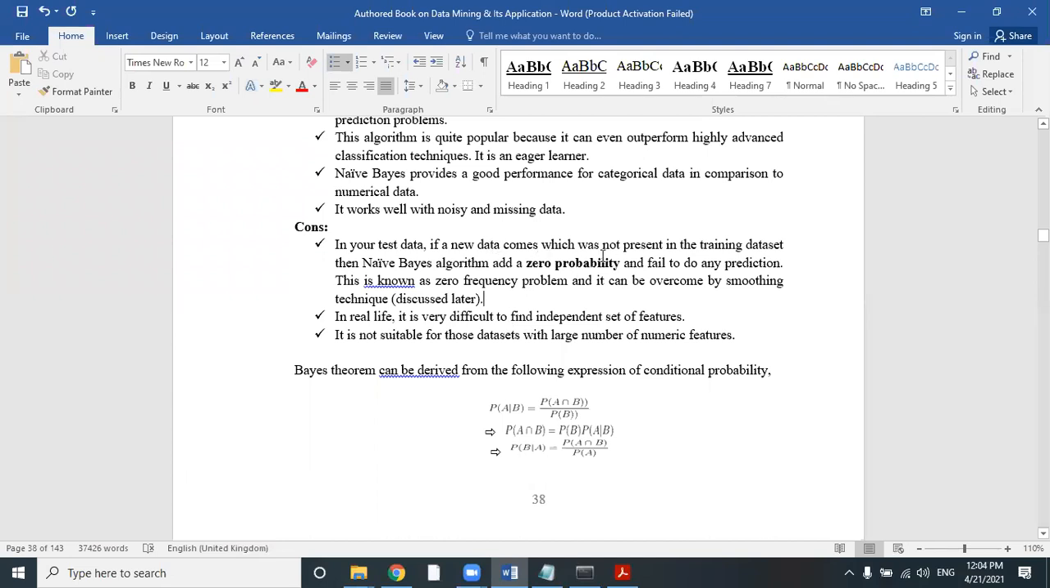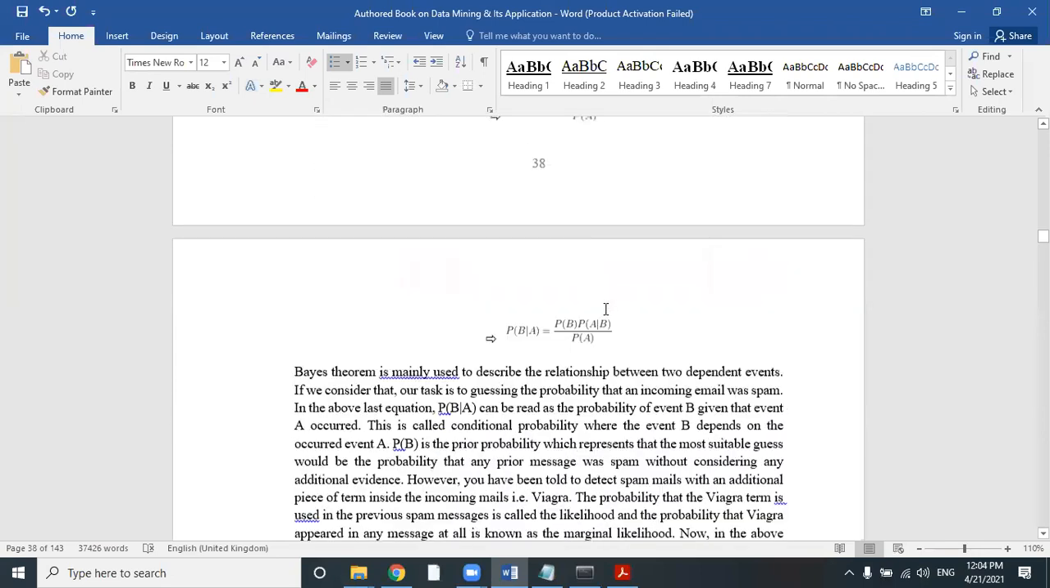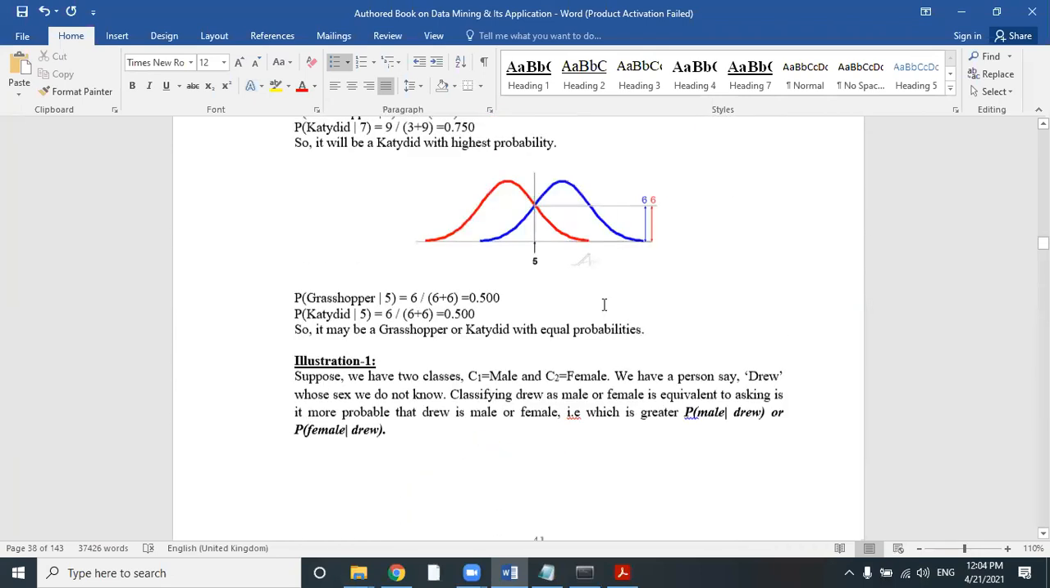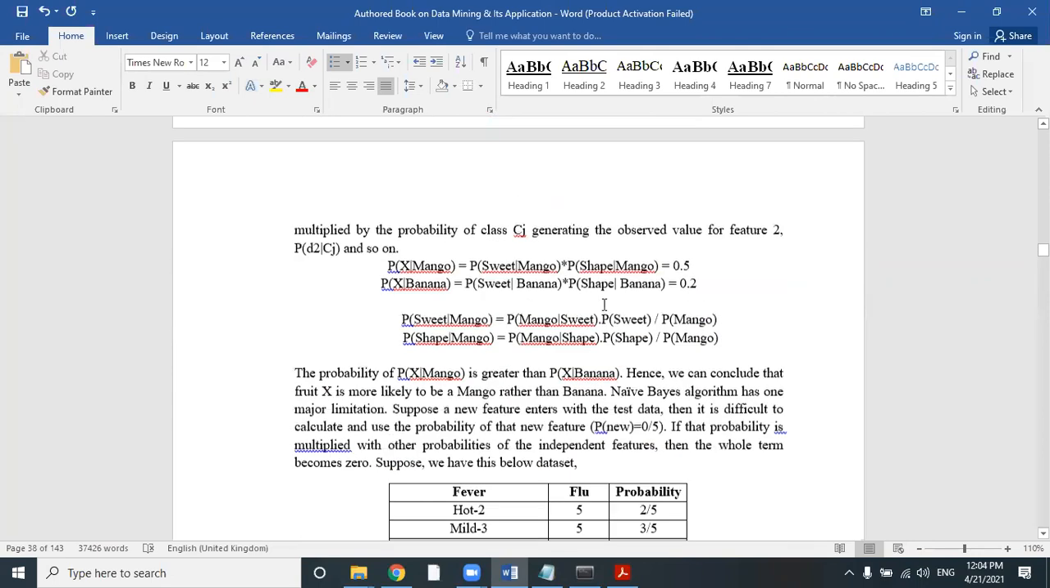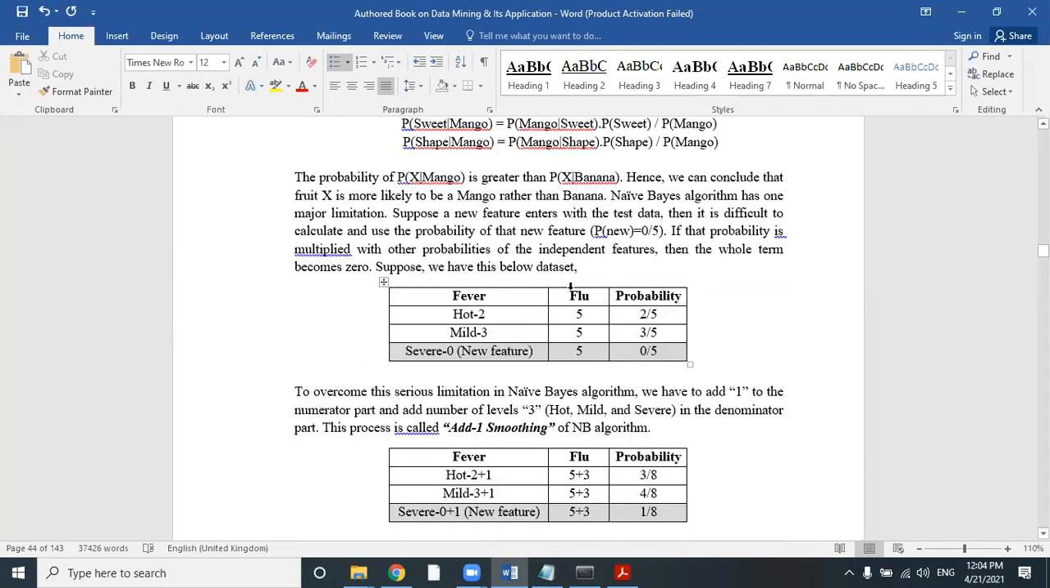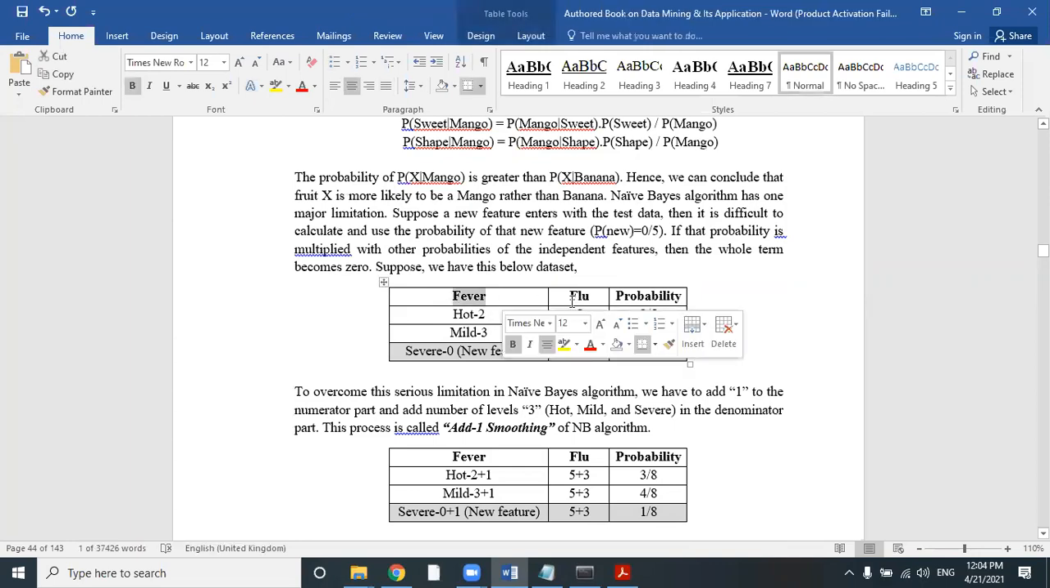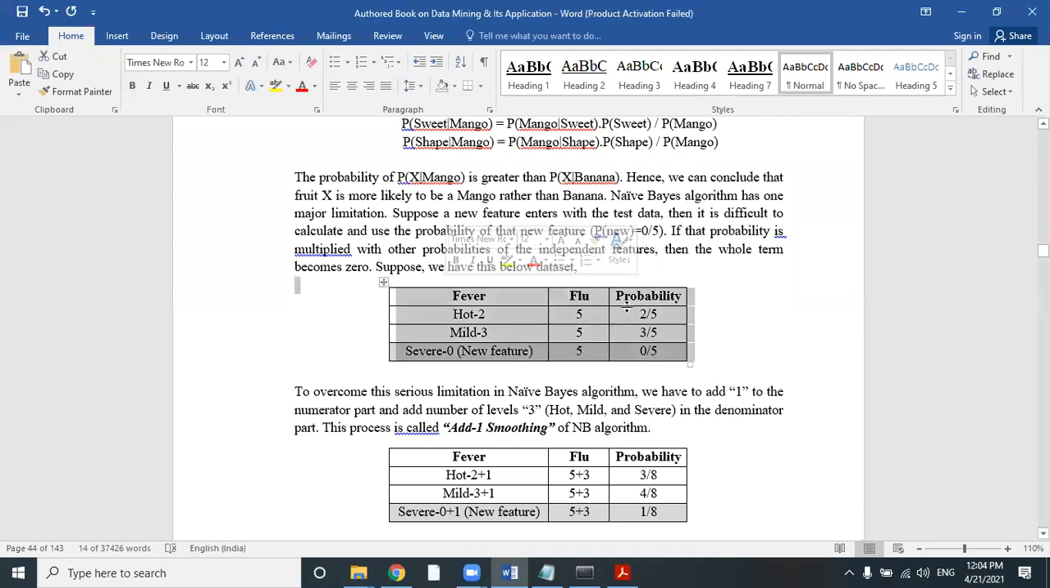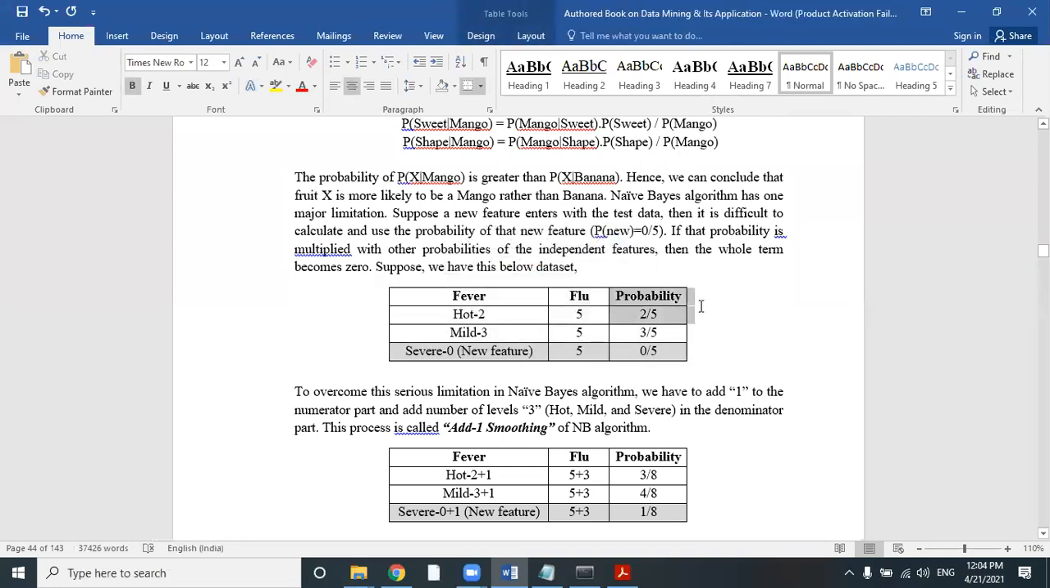So when new data comes which was not present in the training data set, the naive Bayes algorithm adds a zero probability. Now take one small example. Suppose I have taken this example: fever, flu, and we are calculating the probability of it. I'm not showing this example in a full-feature way, just in a small-feature way for the sake of simplicity. Now this fever and flu are the features of the data set, and the probability is what we are going to calculate with the help of the naive Bayes theorem.